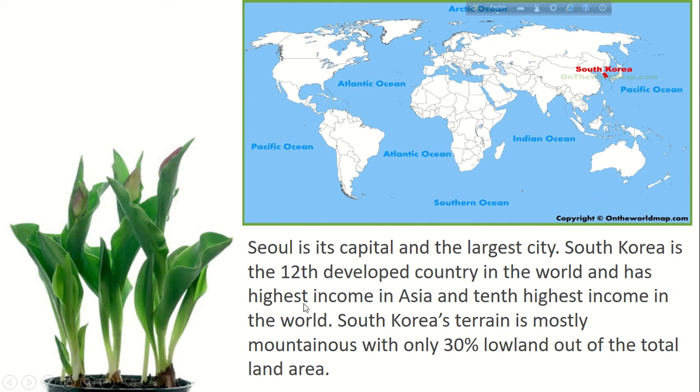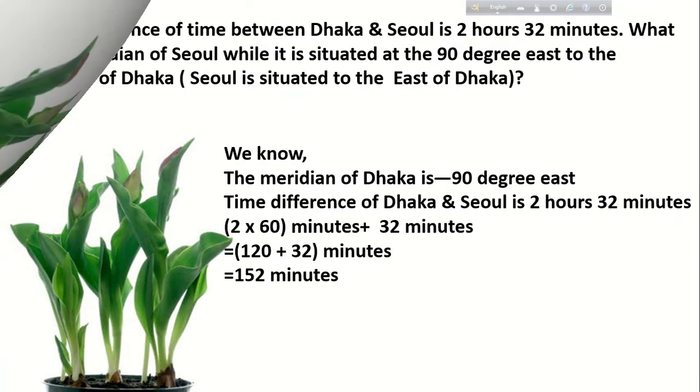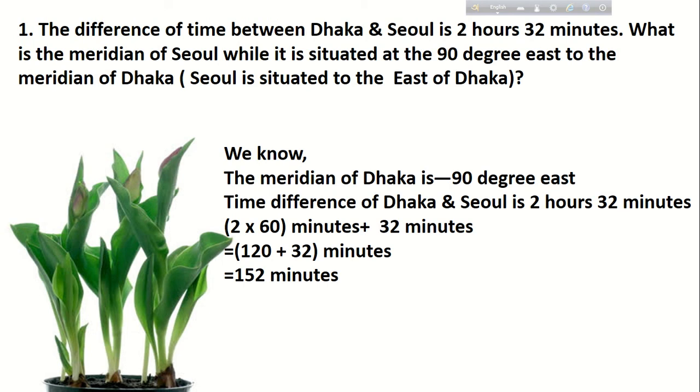So, South Korea is the 12th developed country in the world and has the highest income in Asia and the 10th highest income in the world. And South Korea's terrain is mostly mountainous with only 30% lowland out of the total land area. So, let us go to the mathematics.